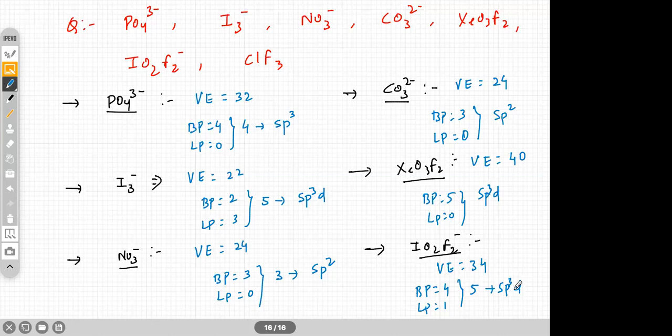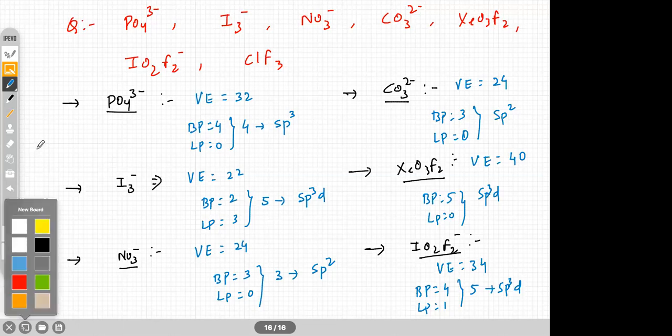Right. Trigonal bipyramidal, sp3d, and the shape is T shape. Is it? Yes. So this is for the inorganic molecule which is given. You can find out the valence electrons like this, if you have a structure given like this.